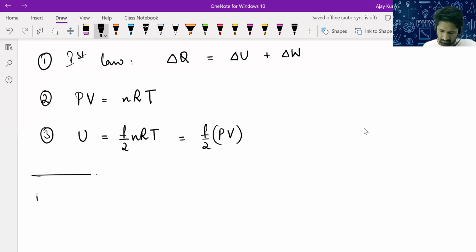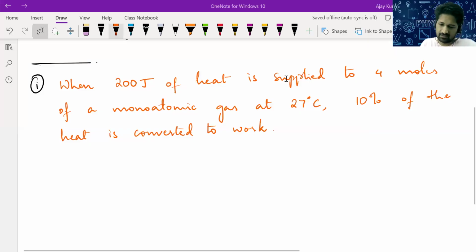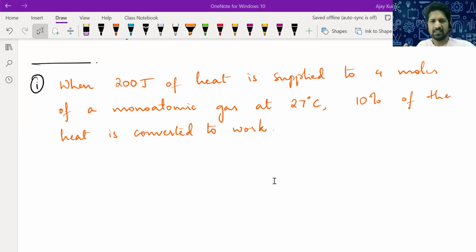Okay. First question. Consider this. When 200 joules of heat is supplied to 4 moles of a monoatomic gas initially at 27 degrees C, it is found that 10% of the heat is converted to work. Somehow, through some process, 10% of the heat is getting converted to work. Based on this, calculate the change in internal energy of the gas.